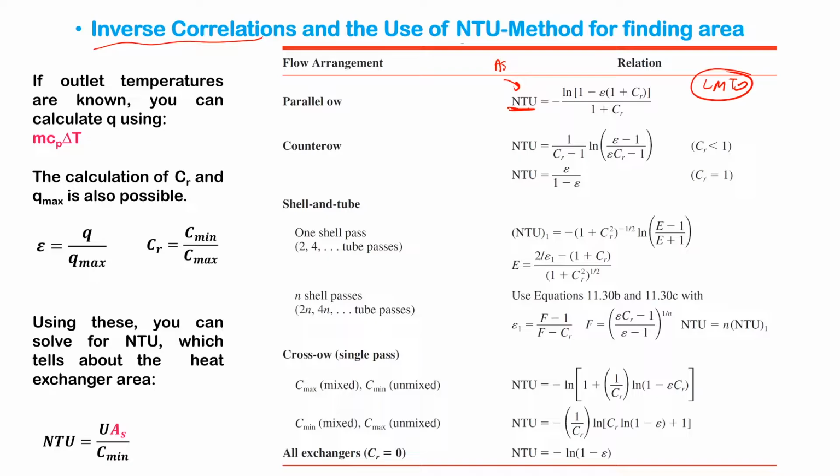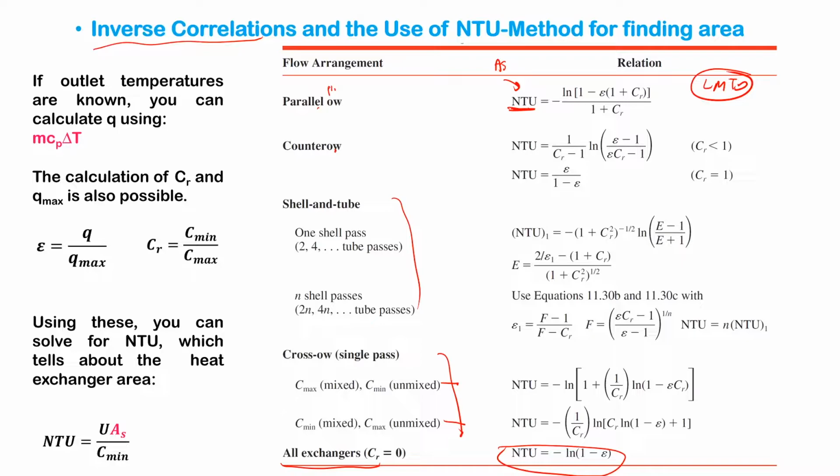They both find the area. Again, we have inverse correlations for parallel flow, counter flow, and cross flow: one for both fluids unmixed, one for one mixed and the other unmixed, and shell and tube heat exchangers. And if you have a phase change, NTU is given here. So in all, the effectiveness NTU method is more flexible. It can actually do both ways.